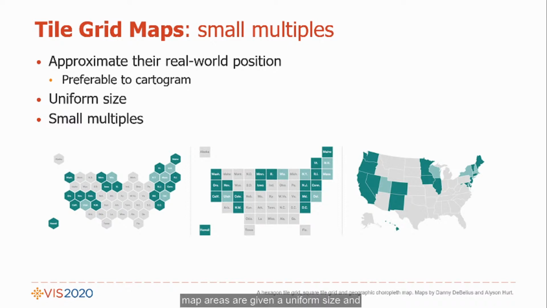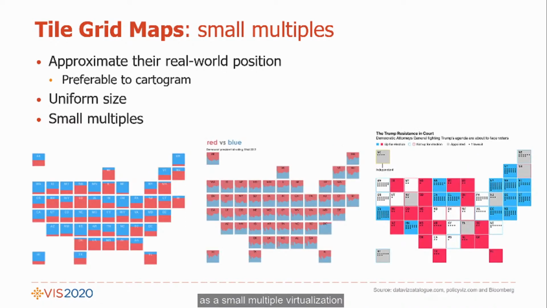As you can see, map areas are given a uniform size and shape, usually a square, and they are arranged to approximate their real-world position. Northeastern states appear to have similar significance as the West Coast. We could also treat this as a small multiple visualization. Once you have these units, the underlying chart can be a simple bar chart or a trending area chart or a custom bespoke visual like on the right.